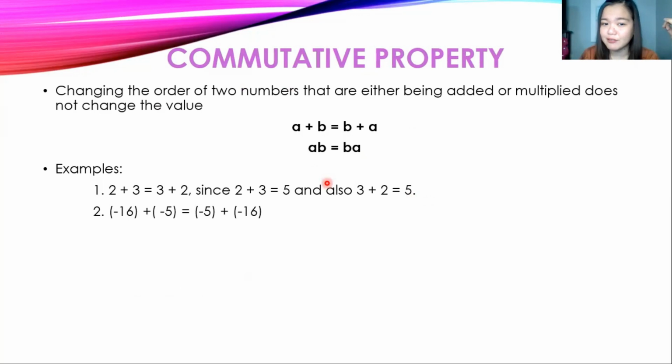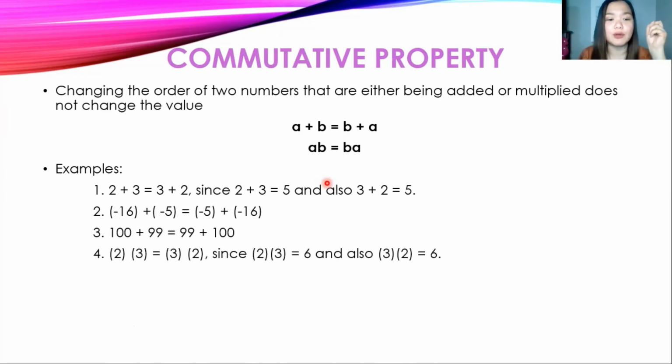because they have negative 21 as their sum. If you have also 100 plus 99, it is the same as 99 plus 100 because their sum is still the same, which is 199.